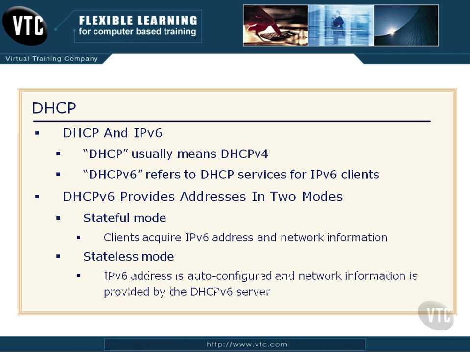Now, in stateless mode, the IP version 6 address is auto-configured. And yes, you read right. IP version 6 can auto-configure its addresses with no assistance from a DHCP server. So it'll auto-configure itself, but it will still get the network information from the DHCP version 6 server. So the bottom line is we still need the version 6 server for all the extra information. In stateless mode, it is only getting the network information, what we would call options in version 4, from the DHCP version 6 server.